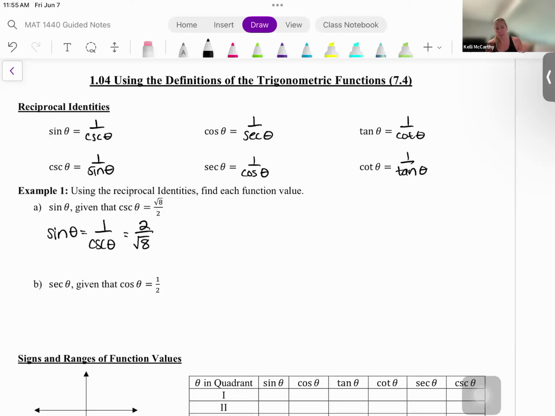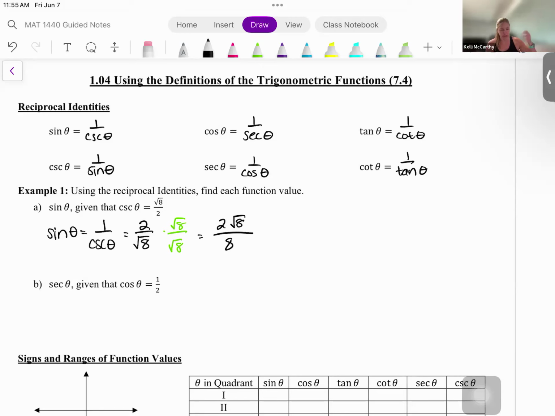Now, we have a couple things we need to do here. We need to simplify the square root of 8 because we can. We also need to rationalize the denominator. It doesn't really matter which order you do that in. I'm going to start by rationalizing the denominator. So I'm going to multiply both sides by the square root of 8 over the square root of 8, which gives me 2 times the square root of 8 divided by 8.